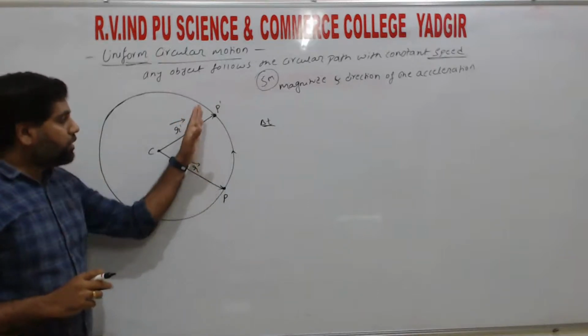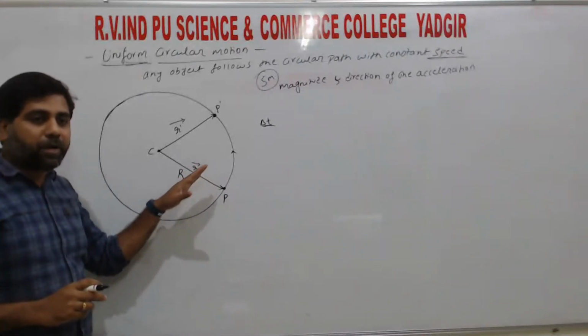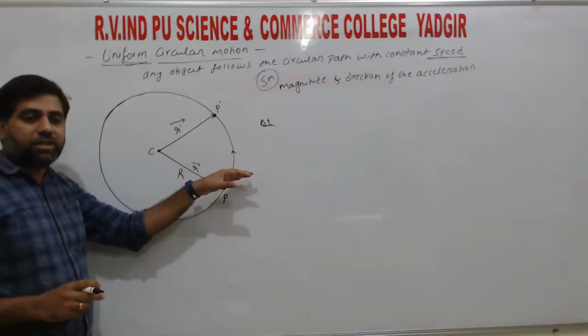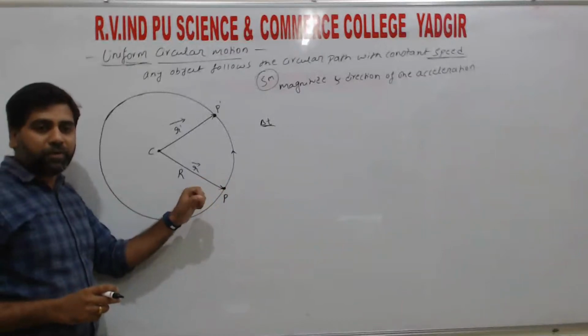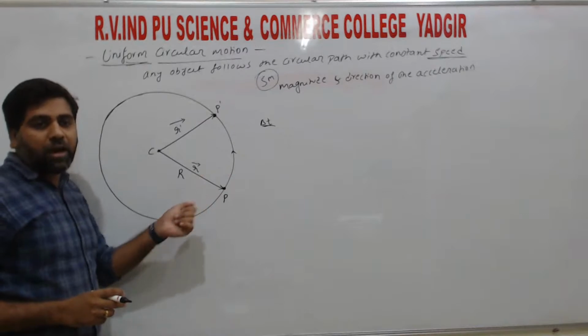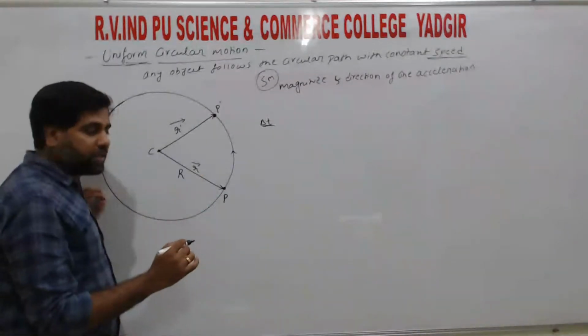Now by the vector law of addition, we are going to find the displacement, because we want the acceleration. Acceleration is change in velocity with respect to time, and velocity is change in displacement with respect to time. So first we find the velocity, then the acceleration. Before that, we find the displacement.